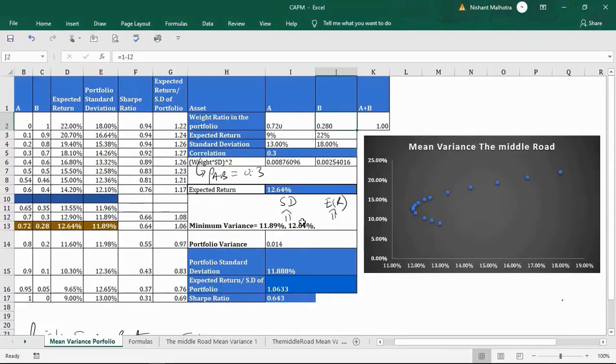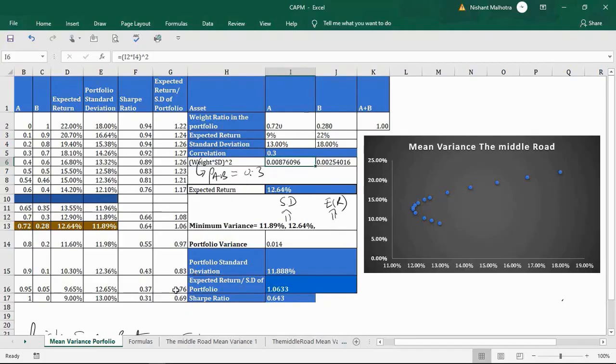At the lowest variance... Here I've taken the expected return as 9% for A and 22% for B. The standard deviation is 13% for asset A and 18% for asset B. And how much would these two be given? So you feel portfolio B is anyway better, 22 divided by 18. The weight times the standard deviation squared is this particular term, right? We have seen the correlation, which is 0.3 between the two assets.